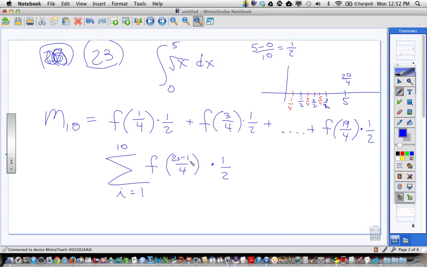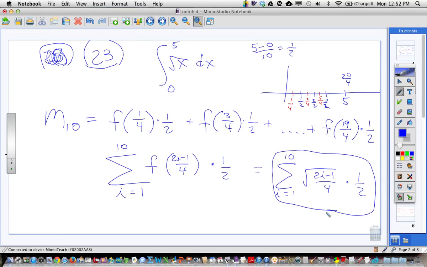Think 2i. But when i is a 1, if I take 2 times 1, I get 2, not 1. So I got to take away 1. It's always 1 less. Put a 2 in there for i. 2 times 2 is 4. 4 minus 1 gives me 3. And so forth. So start with 2i, since they're going up by 2s, and then adjust it from there. And there you go. And then the last step is to take that out of sigma or out of F notation. And so we're going to plug that into our function. So it's the square root of (2i minus 1) over 4, and then times a half.